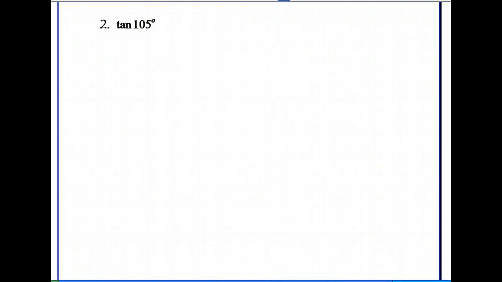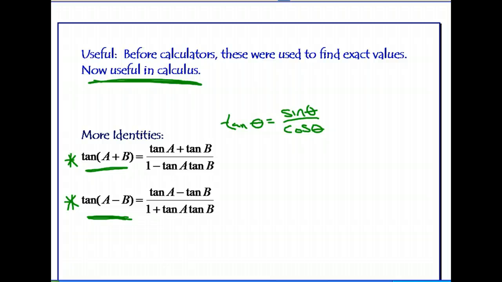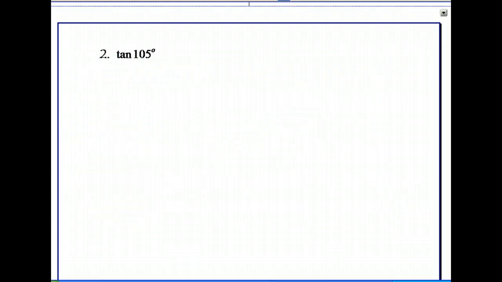Here's a nice one, it's a tangent. And so we go back to our tangent identities. And I know I'm going to need to use the addition one because how do I get 105? That was 45 plus 60. And so I see on the top when it's plus, there's a plus, and on the bottom there's a minus. Okay, so let's see if we remember that. So we got a plus on the top and a minus on the bottom.